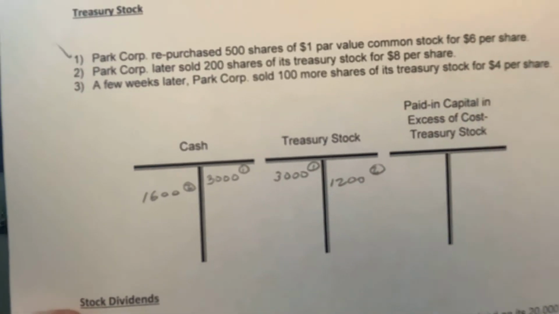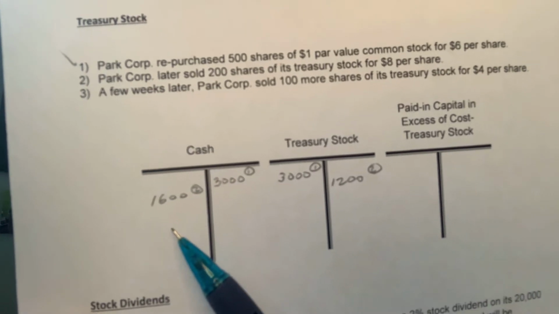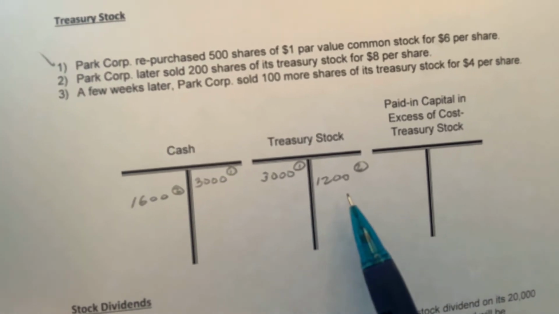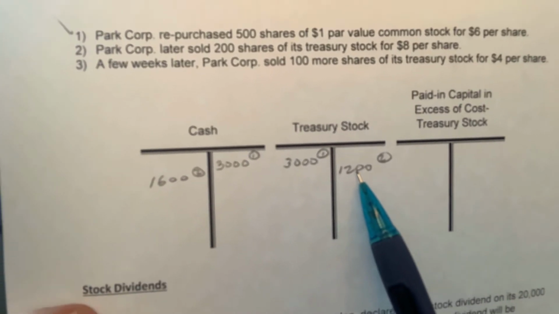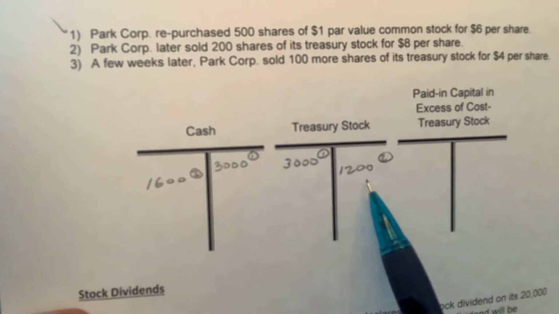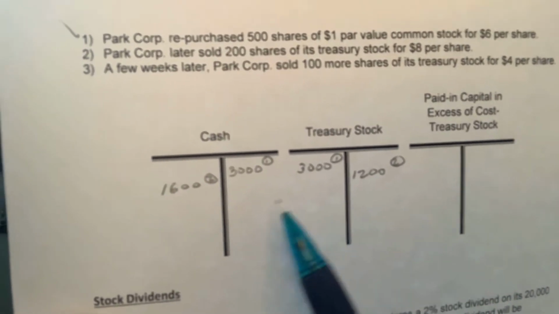So my entry so far is I've got a debit of $1,600 to my cash account, and I've got a credit of $1,200 to my Treasury stock account. So obviously I'm not done here. My debits have to equal my credits, don't they? I'm off by $400. Well, that $400, I need another credit to balance this out, don't I? Debits have to equal credits.